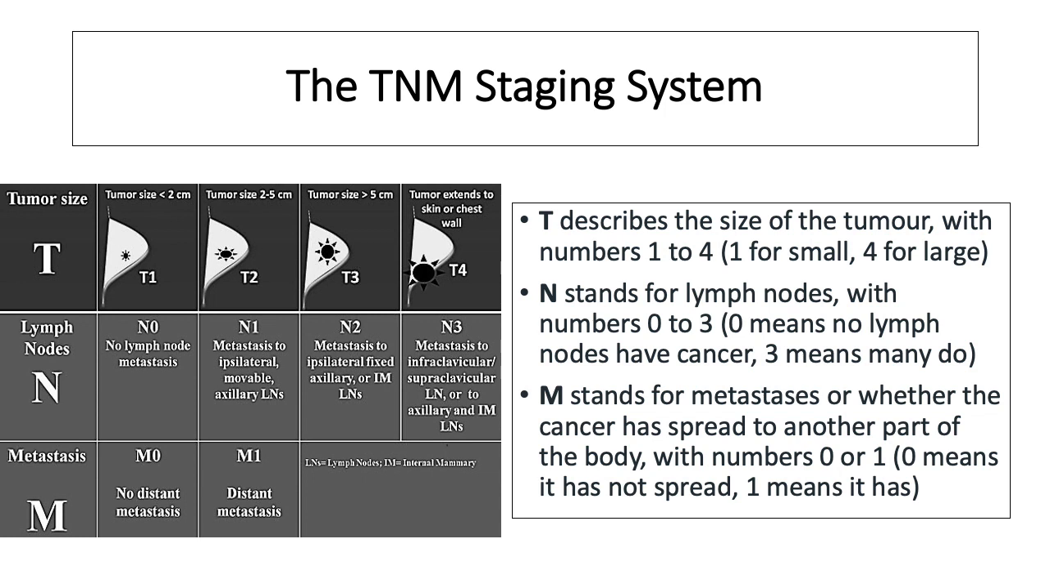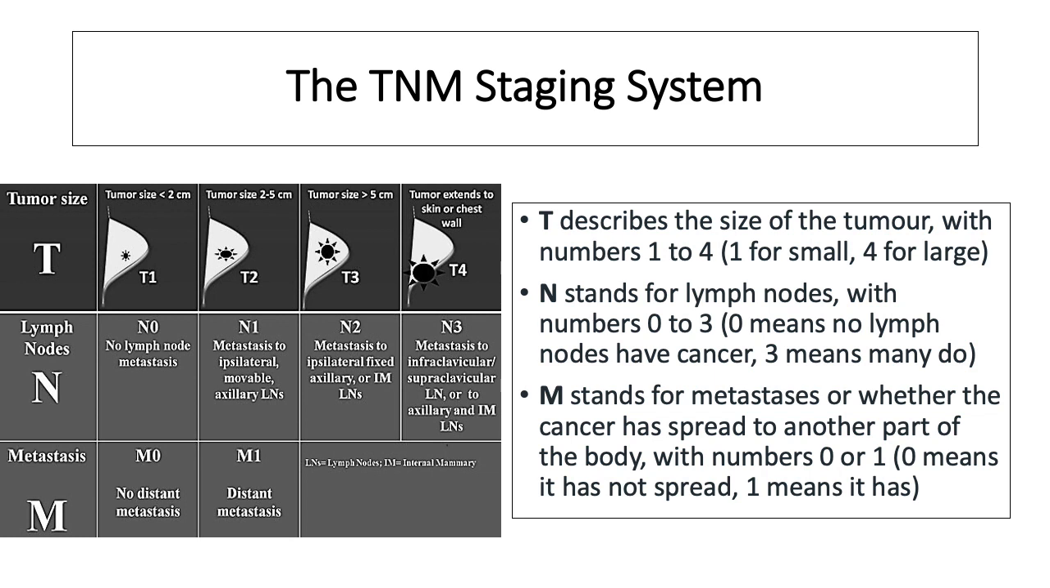So this is from a breast cancer perspective. If the tumor is less than 2 centimeters, that's T1. If the tumor is more than 5 centimeters, T3. If the tumor extends to the skin or the chest wall, then it's T4.